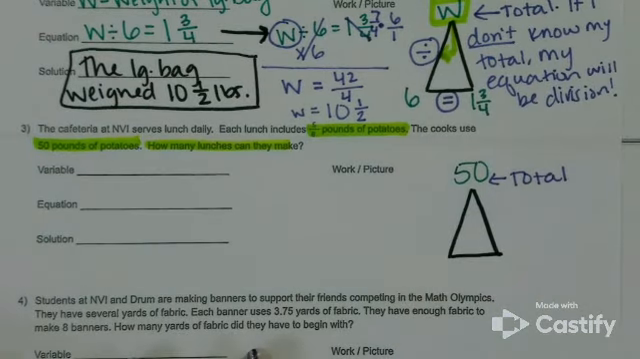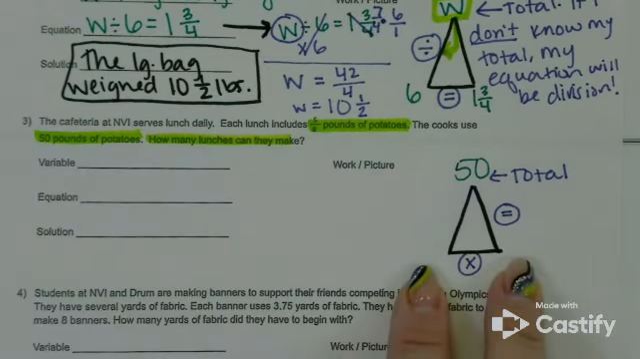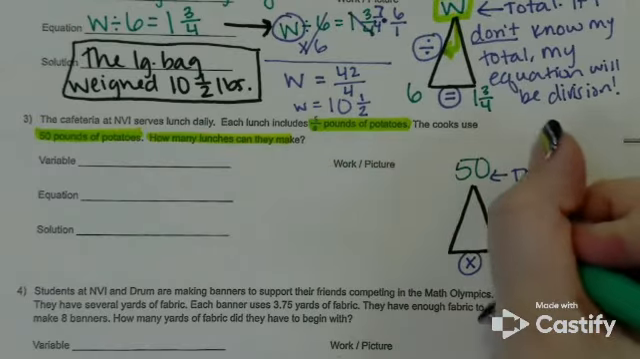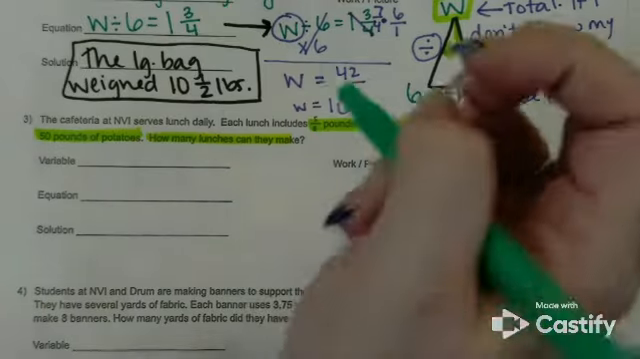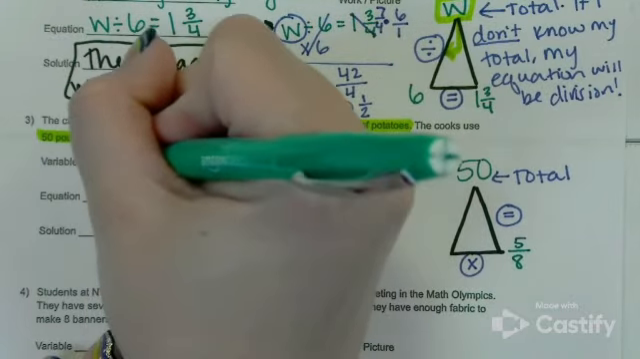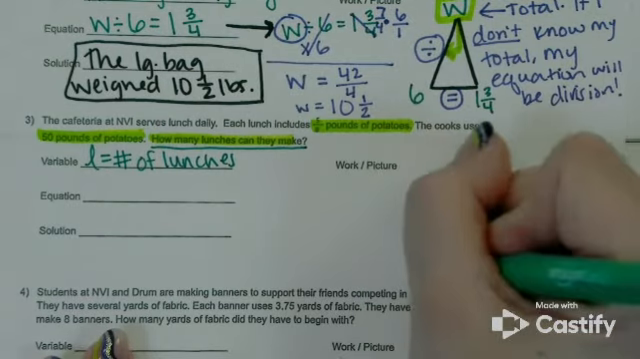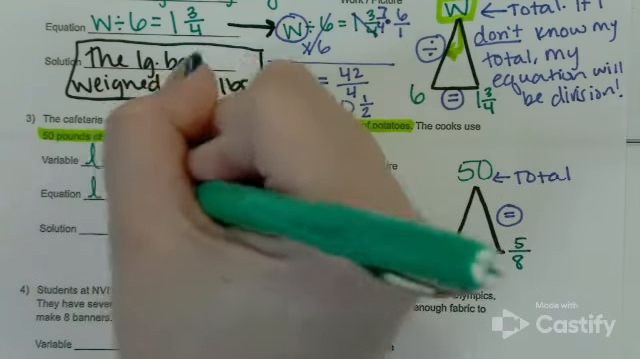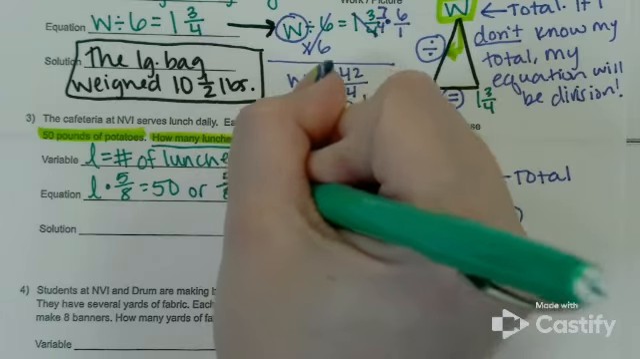Since I know my total, I know I'm going to be doing multiplication. Now all I need to do is find my other 2 values. Well, one of them is 5/8, I know that. And the other one is going to be my variable. But what is my variable? Yes, it is how many lunches they can make. So I'm going to do L for number of lunches. L will go here. So my equation is L times 5/8 equals 50, or I can write it as 5/8 L equals 50.